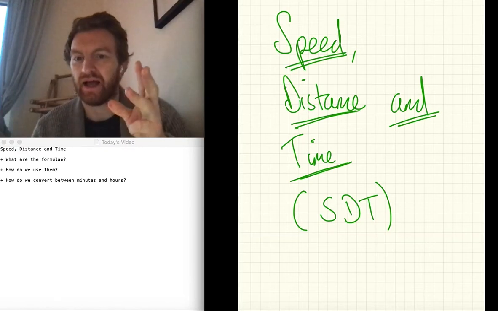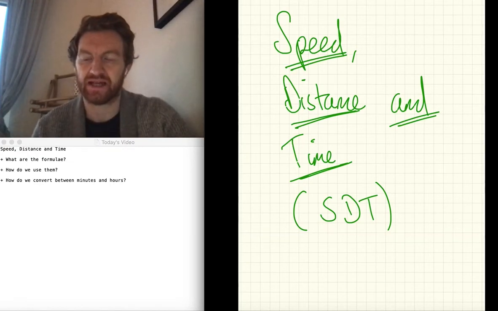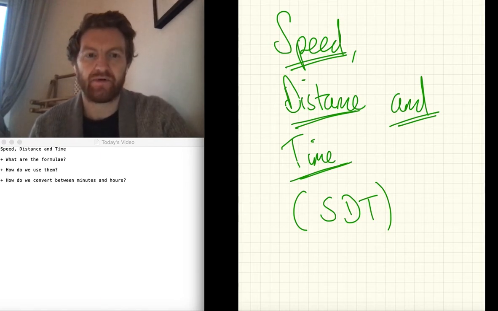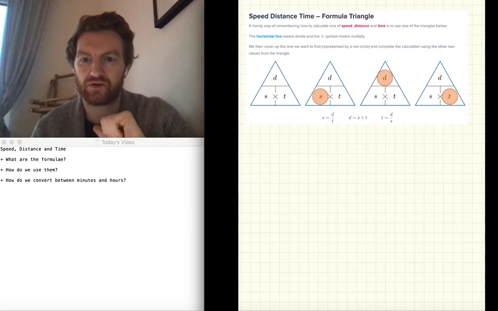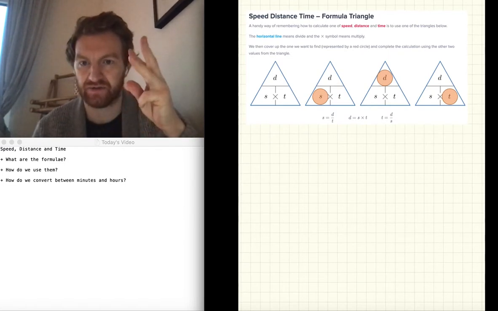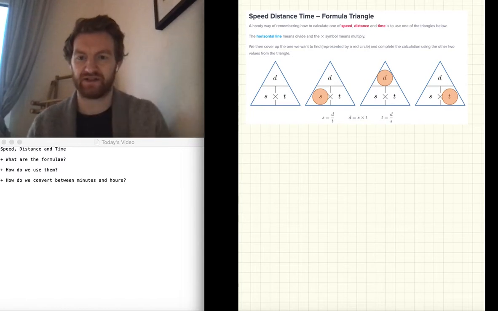Use them, and finally converting between minutes and hours, how does that work? So let's jump right in. The most important thing is to know the formula, and there's a very easy little set of triangles. We only need one of them and use it in 3 different ways, and it looks something like this.